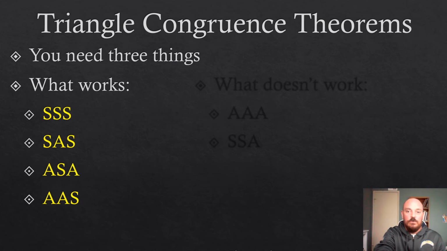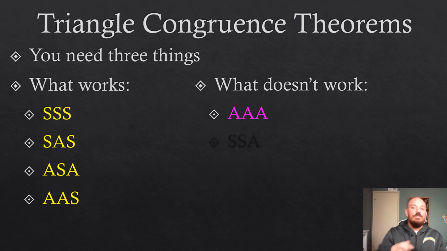I want to show you why they don't work. The first one that doesn't work is AAA. Even if you can prove that all 3 angles of one triangle are congruent to all 3 angles of another, that's not enough to say that the triangles are congruent. They could be what's called similar, and similar shapes are exactly the same shape but different sizes. So here's my counter example for AAA.